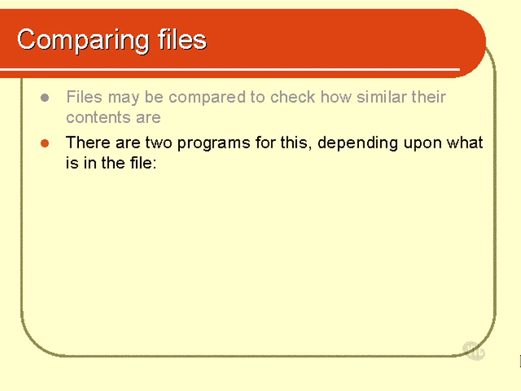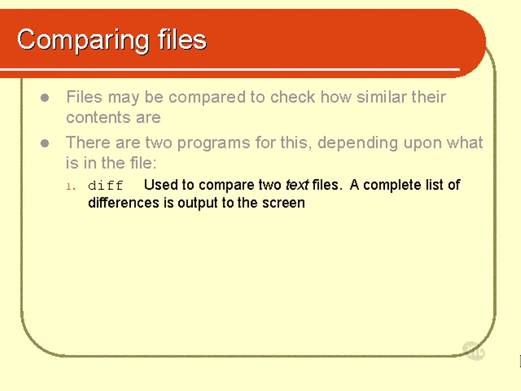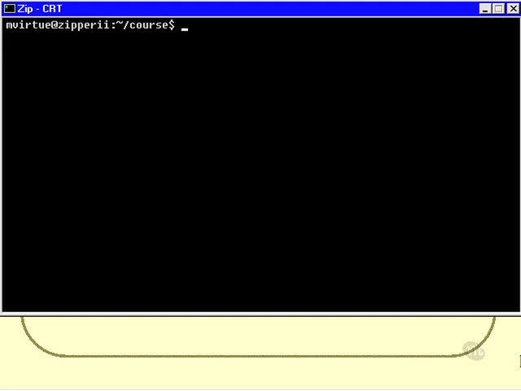Well, let's have a look at that. There are two programs for doing this depending on what is inside the file. The first and most commonly used is a program called diff. It compares two text files. The files must be text files in the same way that the files that you use to display using cat, more, head and tail are text files. What diff will do is display a complete list of differences between the two files on the screen.